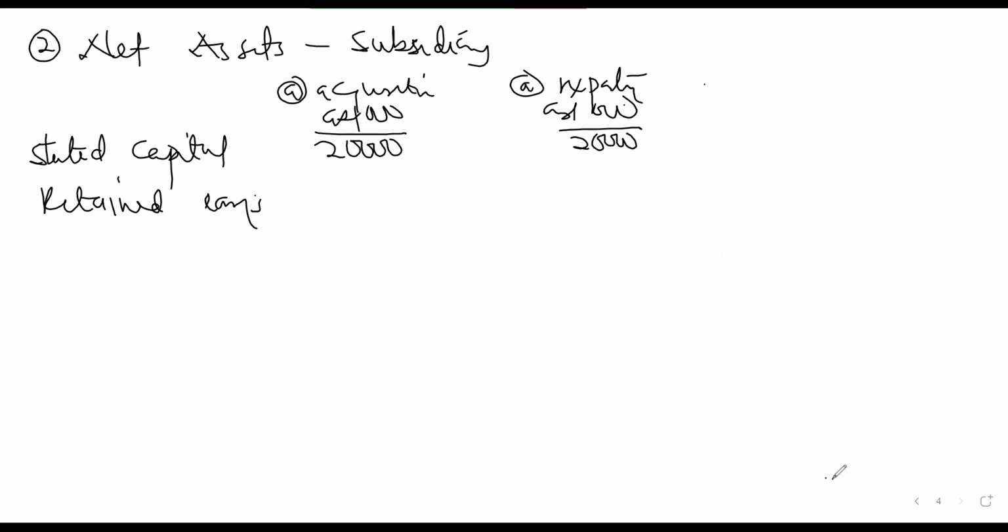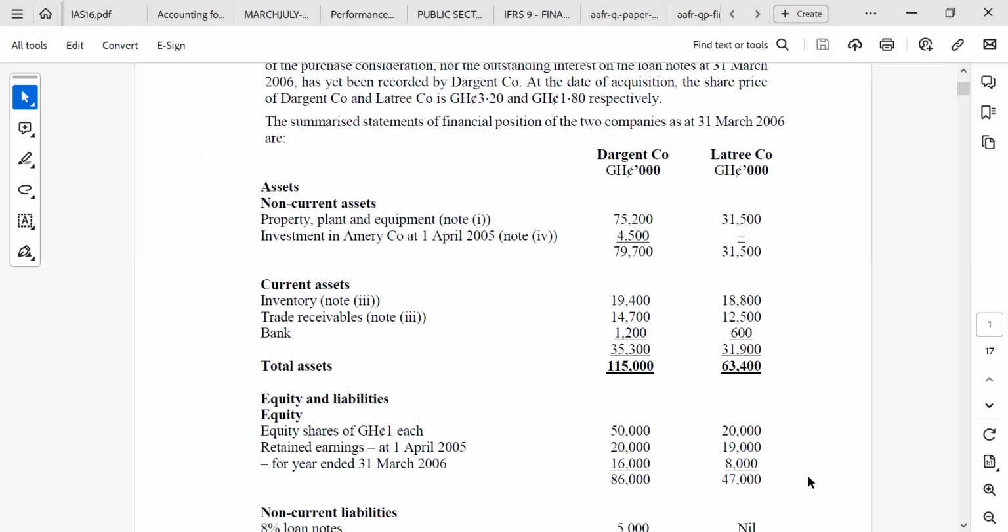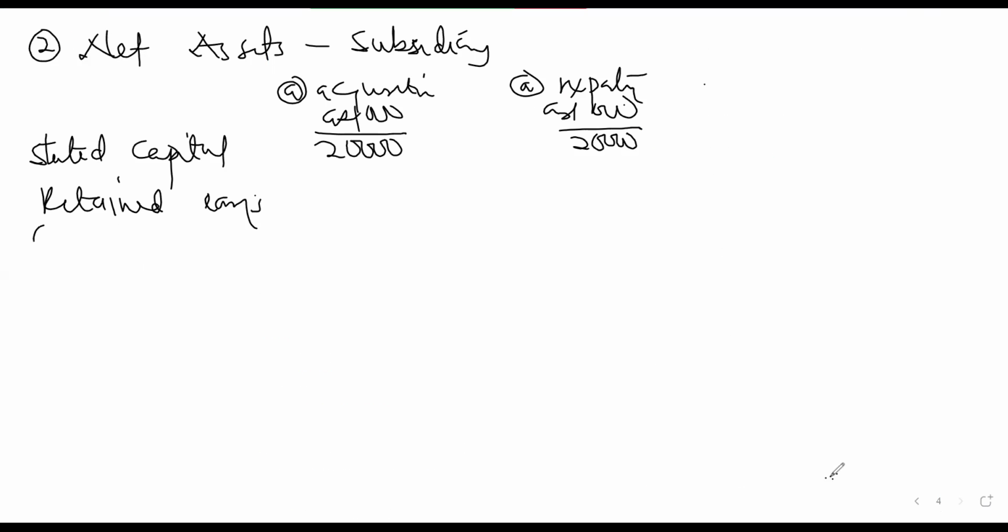The easiest way to do that is to find the 3 months profit and take it from the total, or you can add 19,000 and 8,000. That will be the total retained earnings. Then you just take 3 months out of it, or you just put the 19,000 and add the 9 months of the 8,000 to it. Anyhow you do it, we have 19,000 plus 9/12 multiplied by 8,000. The total will be 25,000.